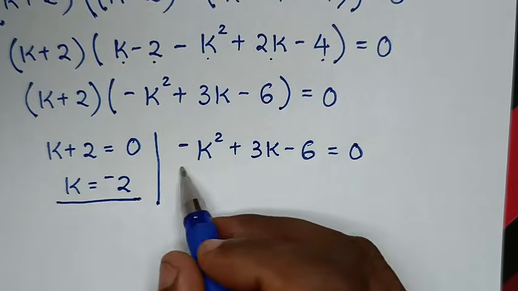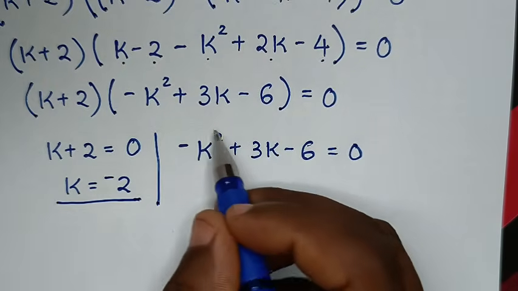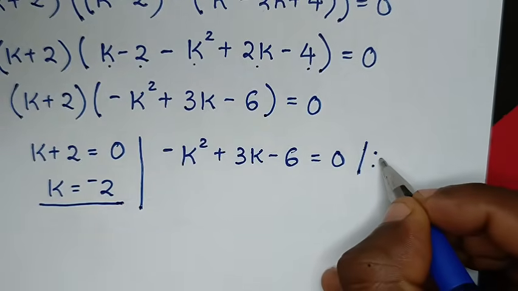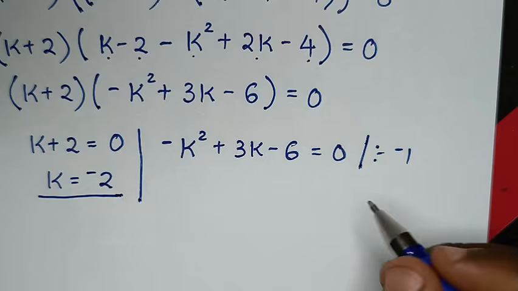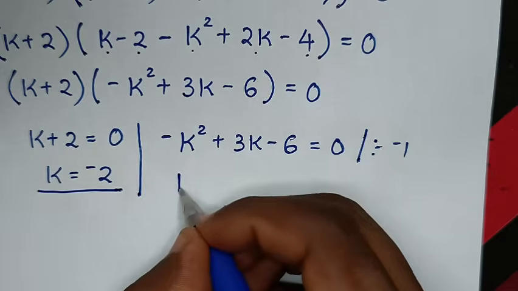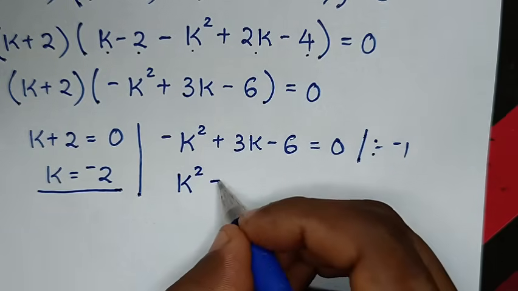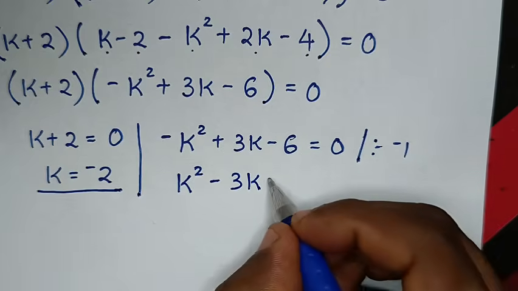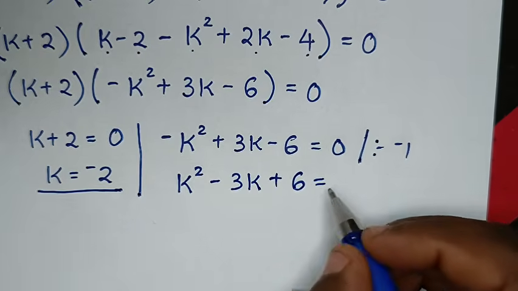And to solve this quadratic equation, here negative k square, we want to make this positive first. So we'll divide the whole equation by negative 1. Negative k square divided by negative 1 is positive k square. 3k divided by negative 1 is minus 3k. Minus 6 divided by negative 1 is plus 6, is equal to 0 divided by negative 1, which is 0.